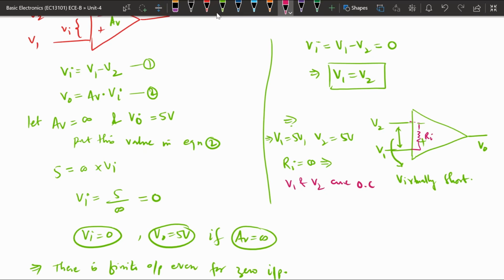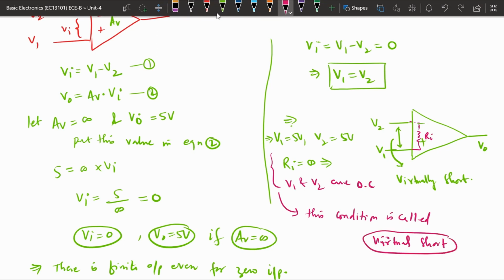In that case, this condition is basically called the virtual short condition. Virtual short means, because the input resistance is infinity, it will be open circuited, and at that time V1 and V2 will be equal for the gain that is infinity, because it is an ideal one. So V1 and V2 will be equal and open circuited. That means both are virtually shorted to each other.